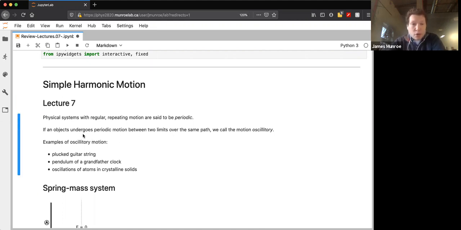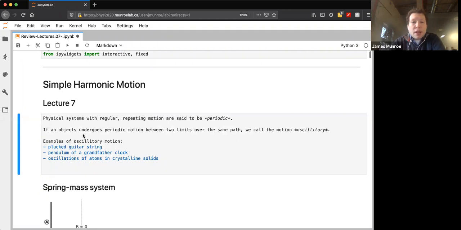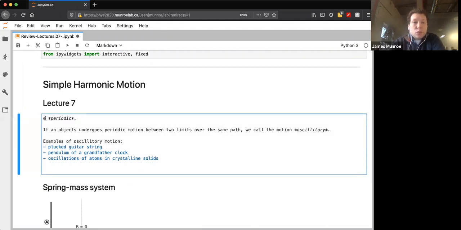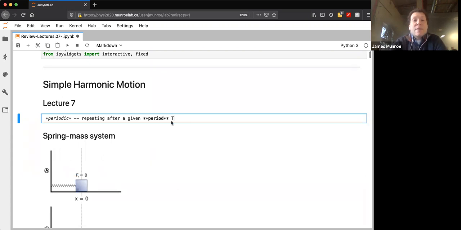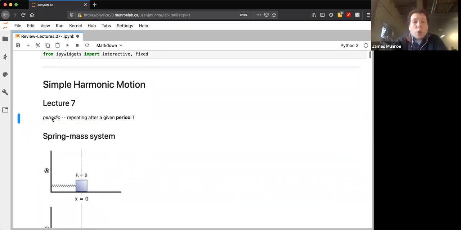Okay, simple harmonic motion. Basically the idea is this concept of periodic. So I'm going to give a definition of that. The whole idea of periodic is something is repeating after a given period T. That's basically what you need to keep in the back of your mind, that word periodic.